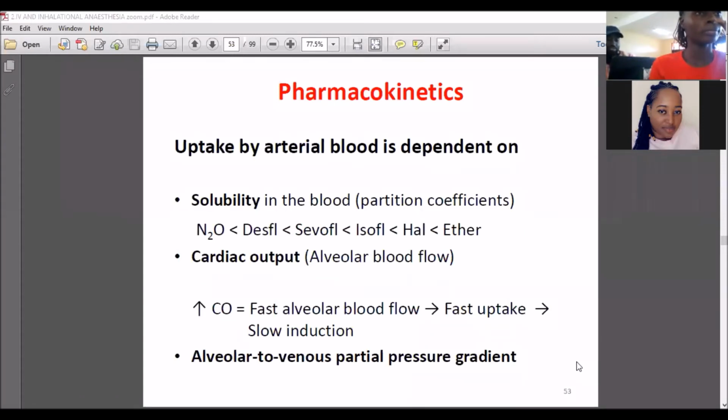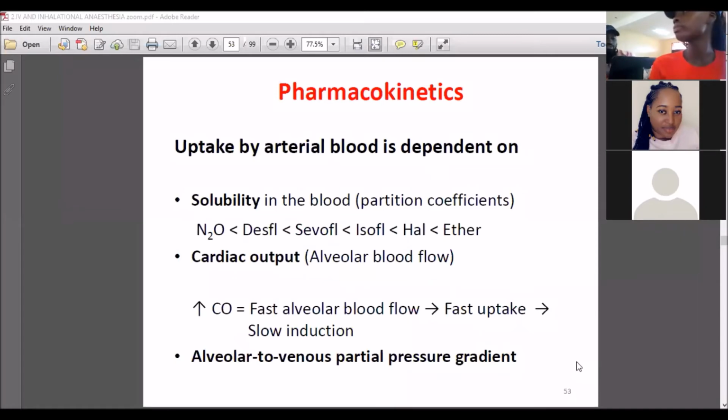Now, inspired concentration. A high inspired concentration leads to a rapid rise in partial pressure in the alveoli, and so onset of anesthesia is also rapid. So this is also a direct relationship. If you increase the concentration inspired, it will also increase the partial pressure. Now, cardiac output is an indirect relationship. You understand? Right?